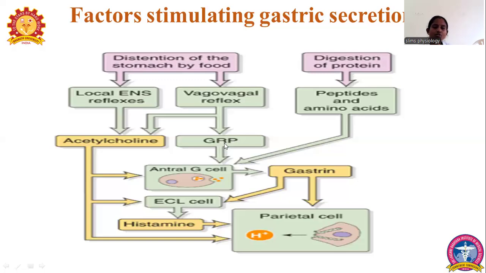This vagus nerve can also act on the ECL cell. This ECL cell is nothing but the enterochromaffin-like cell which releases histamine. I've told you this histamine is a potent stimulator of HCl. How? Unlike gastrin, which acts via the G cell pathway, this histamine can act on the parietal cell. We have H2 receptors especially on the parietal cell. This histamine binds with its receptor, especially the H2 receptor on the parietal cell, and stimulates the release of HCl from them. So this is how it is being stimulated.